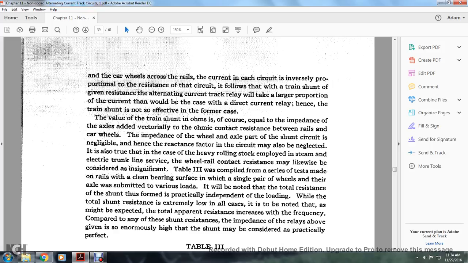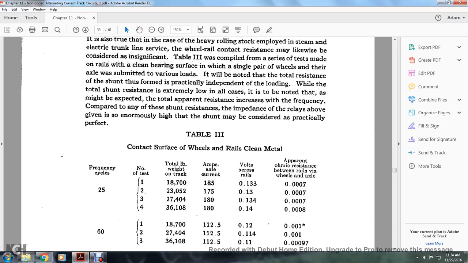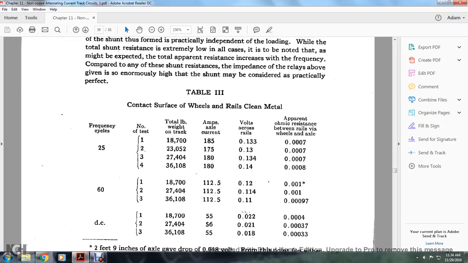It might be noted that, as might be expected, the total apparent resistance increases with frequency compared to any of these shunt resistances. The impedance of the relays being enormously high, the shunt may be considered practically perfect. Table 3 shows the contact of the surface of the wheels and rails can be clean metal.